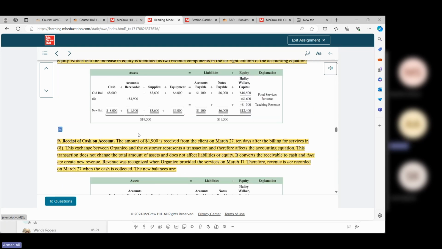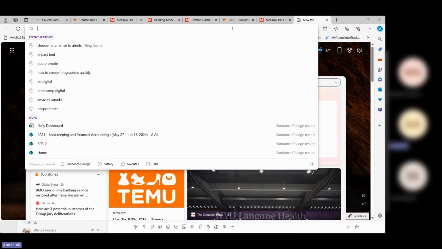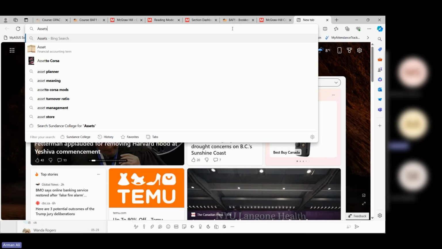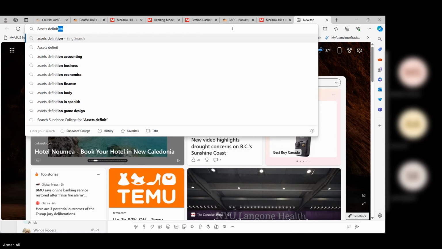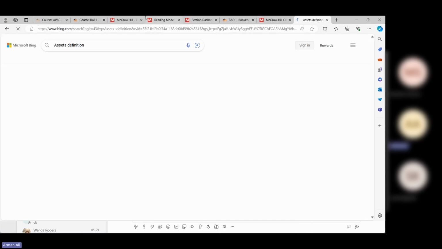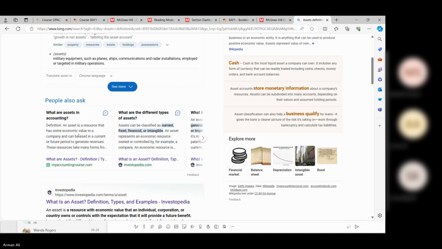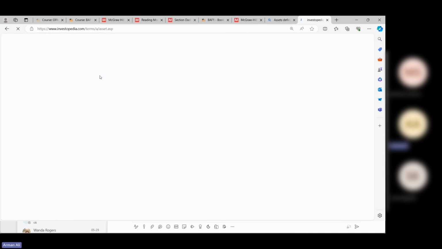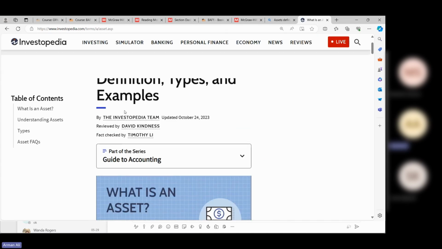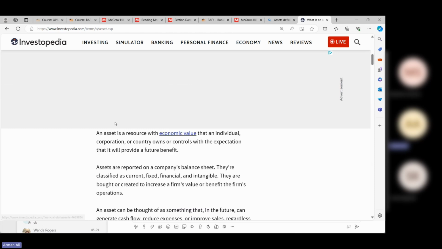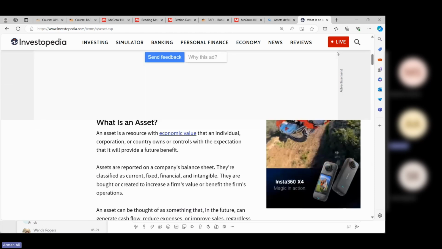So let's look at the official definition of assets. It would be good if you could memorize that. Definition, types, example. This is Investopedia. If you have any doubt, you can always go there. This is my go-to resource.